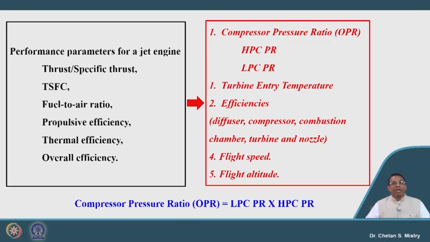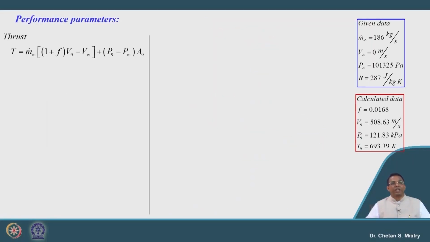Be careful, this is a multiplication of the pressure ratios, not an addition. Then we have the next parameter, the turbine entry temperature, along with component efficiencies and maybe the flight condition. Since we have taken the ground condition here, flight condition and flight altitude will not come. So we will do the calculation for the ground condition, considering parameters like overall pressure ratio and turbine entry temperature, and what their effect will be on the performance of the engine. Let us begin with the calculation.